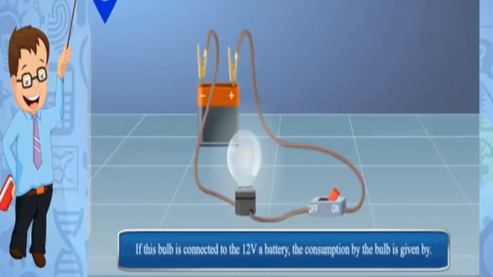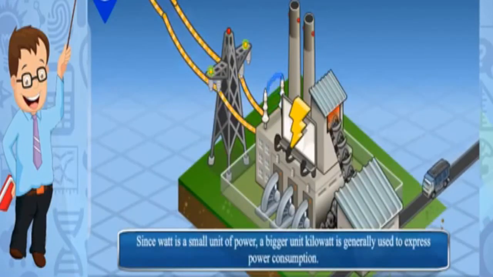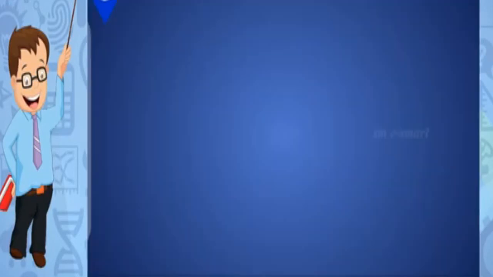If this bulb is connected to a 12 volt battery, the power consumed by the bulb is given by P equals V²/R, equals 12 into 12 by 240, equals 3 by 5, equals 0.6 watt. Since watt is a small unit of power, a bigger unit, kilowatt, is generally used to express power consumption. 1 kilowatt equals 1000 watts equals 1000 joules per second.